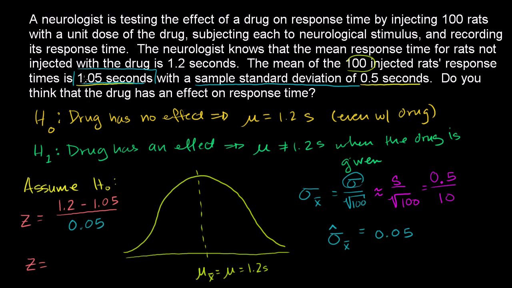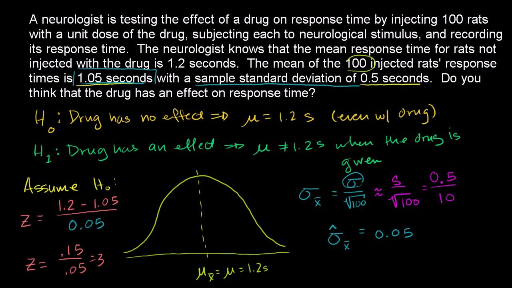This result right here, 1.05 seconds: 1.2 minus 1.05 is 0.15. So this is 0.15 in the numerator divided by 0.05 in the denominator. And so this is going to be 3. So this result right here is 3 standard deviations away from the mean.